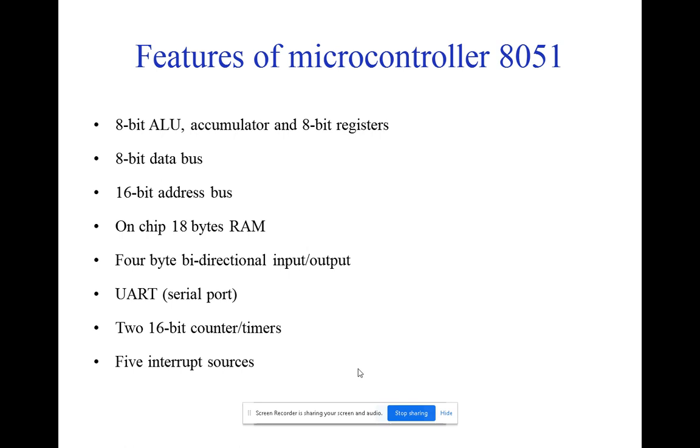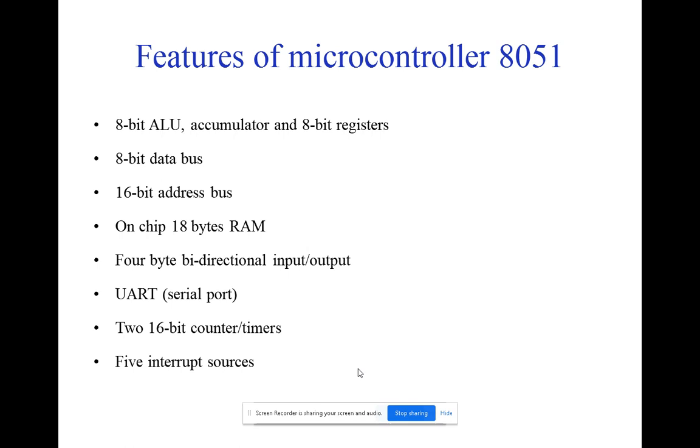Okay, so here all the memory devices as well as registers can hold 8-bit data. An 8-bit arithmetic logic unit is present in your 8051 microcontroller, along with the accumulator as well as 8-bit registers. An 8-bit data bus, and the address bus is 16-bit. On chip, internally, you will be having 128 bytes of random access memory, RAM, and then 4-byte bidirectional input output. Input output port 4-byte bidirectional means you can send as well as receive. So both directions can be used.